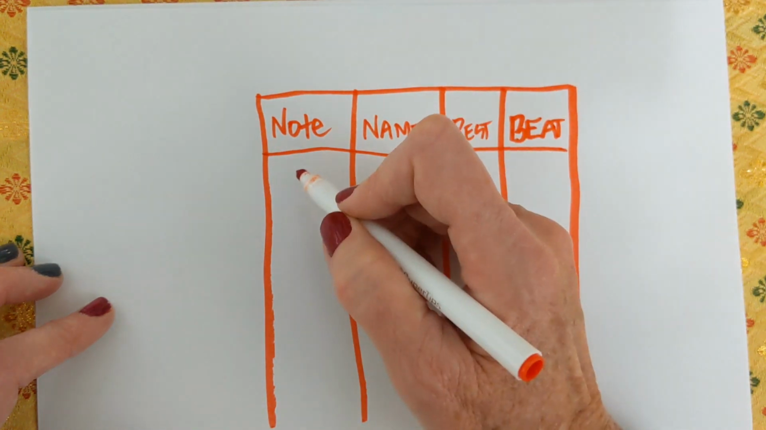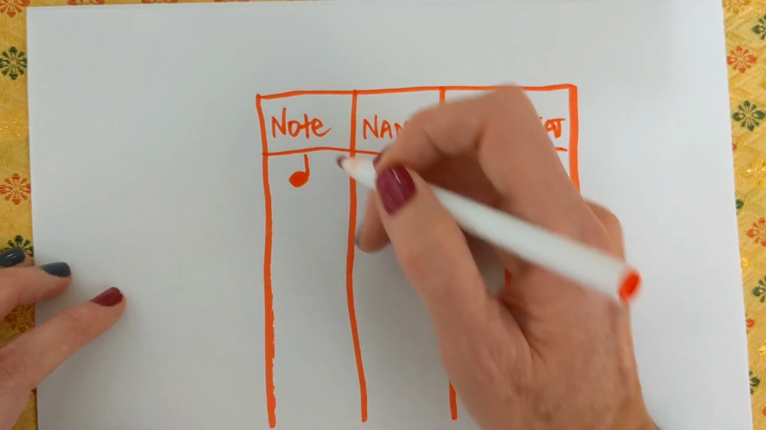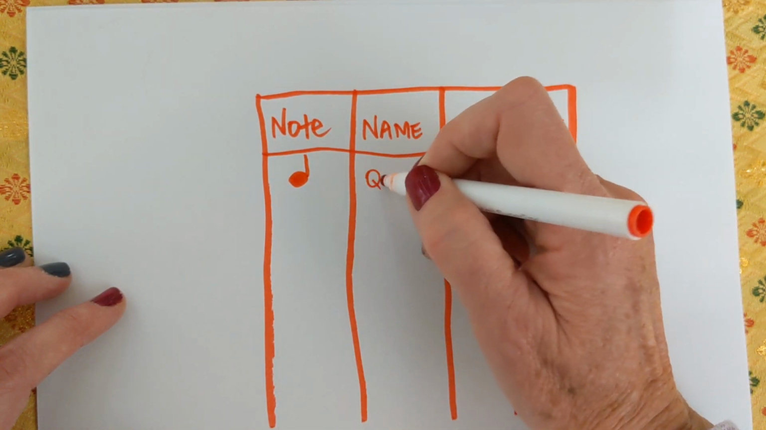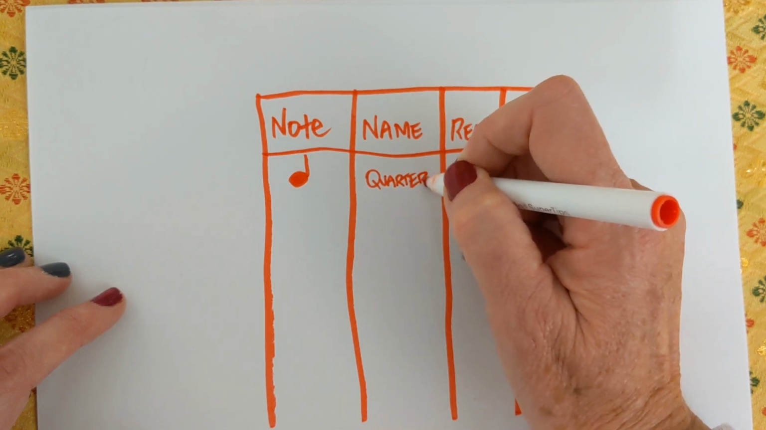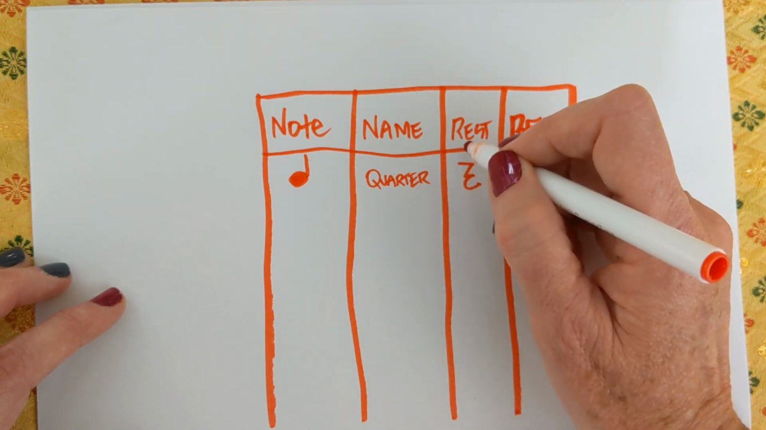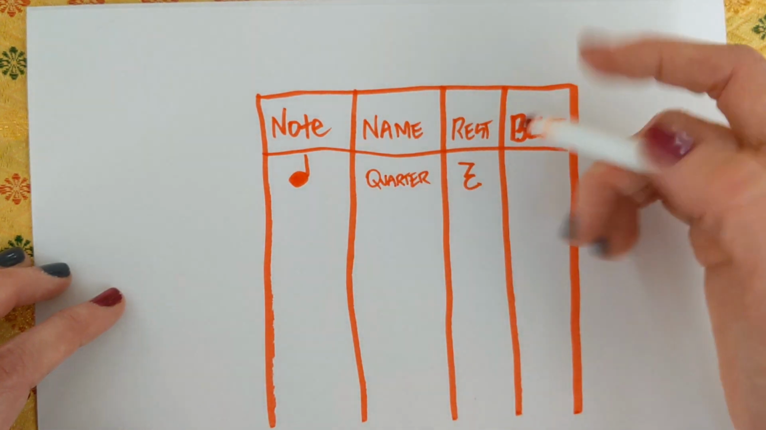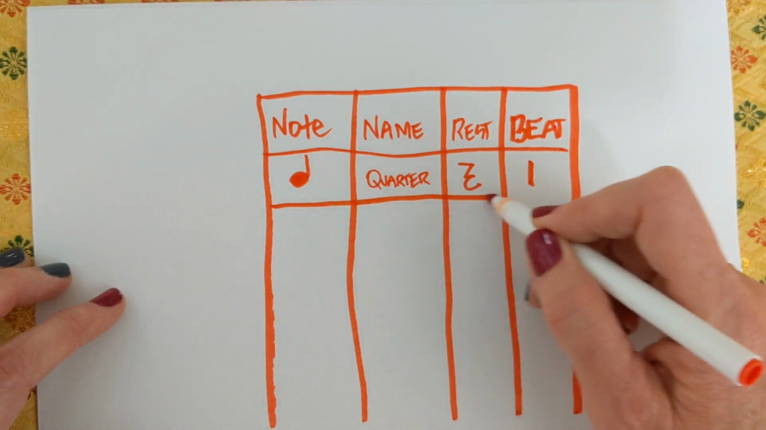So on your assignment, you have a note that looks like this, and that note is called the quarter note. You've seen it a million times. And this is the rest, the quarter rest. The quarter note and the quarter rest, they get one beat. I bet you already knew that.